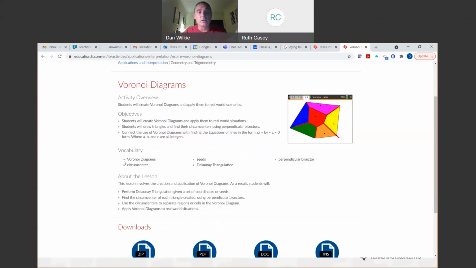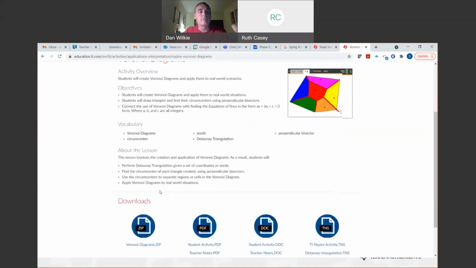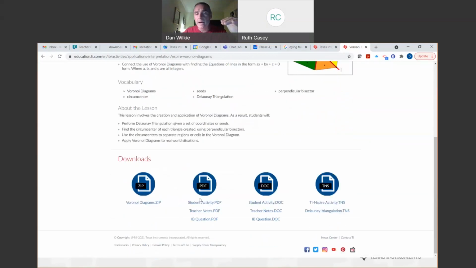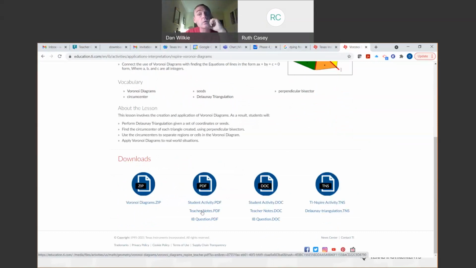So this gives you a little overview of the activity and the lesson. At the bottom, you will see all of the documents that you will need for this activity. You'll see there's a student activity, a teacher version of that with notes for your benefit, and then an IB question to go along with it. There's a PDF version, and there's a doc version.